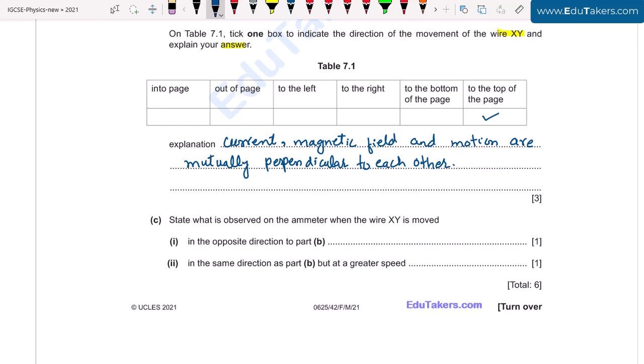Current is flowing into the page. And the magnetic field is from left to right.